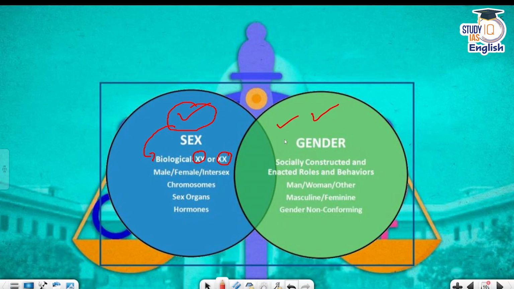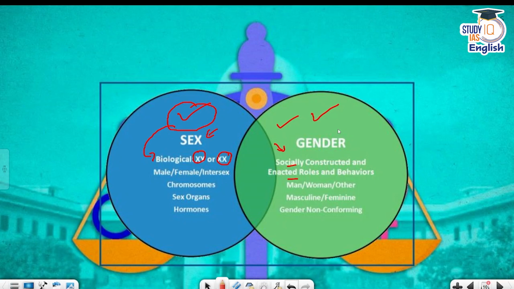Gender is socially constructed and enacted rules and behaviors. That means a person who belongs to a certain sex should do certain things which are socially acceptable. A girl should not laugh out loud. This is a socially constructed rule. A boy should not cry. This is a socially constructed behavior, acceptable behavior by the society.